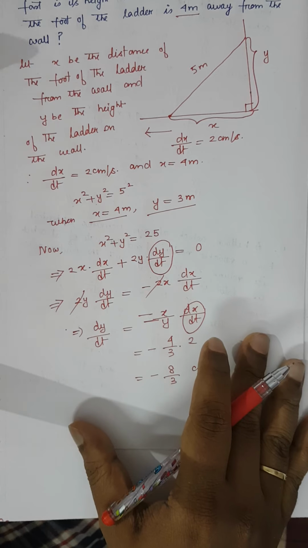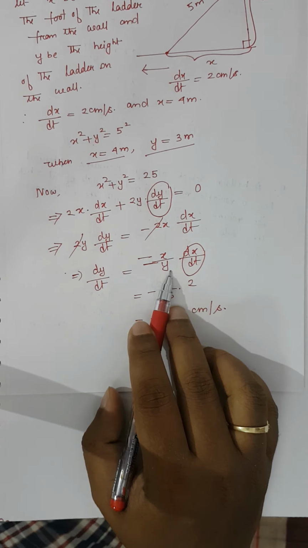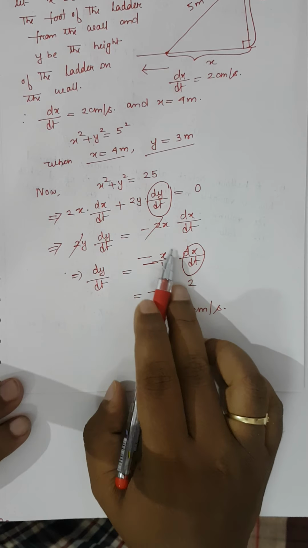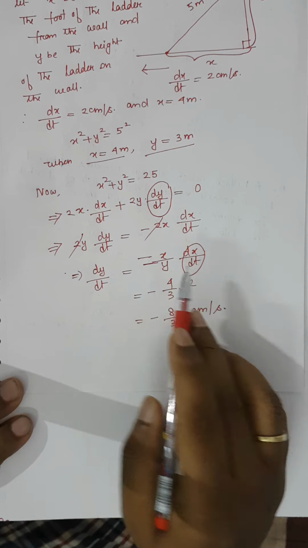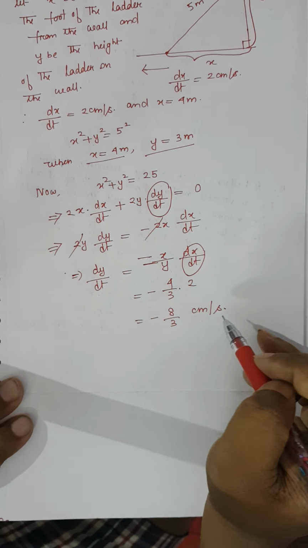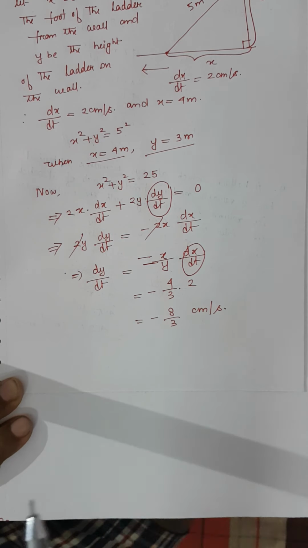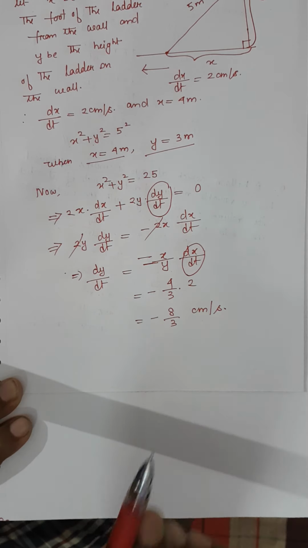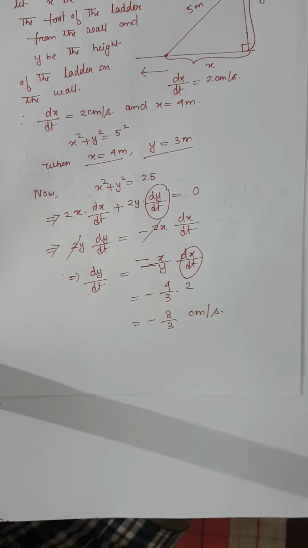Now don't get confused. Here x is in meter and y is in meter, so that's why their ratio will be a constant. Minus x by y is a constant, and the value of dx/dt is equal to 2 centimeter per second. So your result will be minus 8 by 3 centimeter per second. So it is the rate at which the height of the ladder is decreasing on the vertical wall. It is minus 8 by 3 centimeter per second.